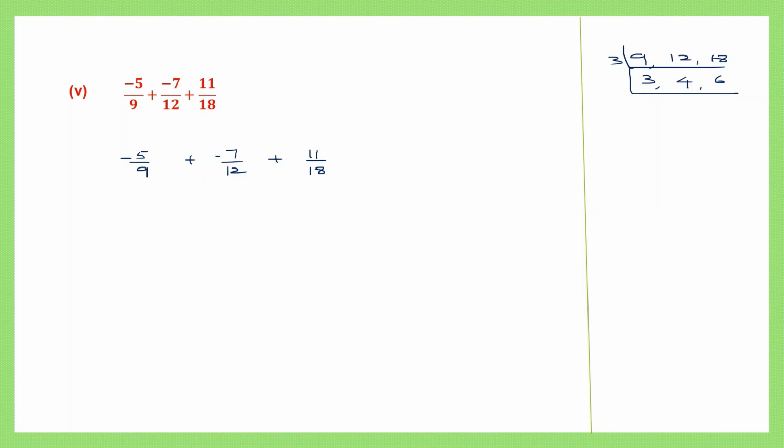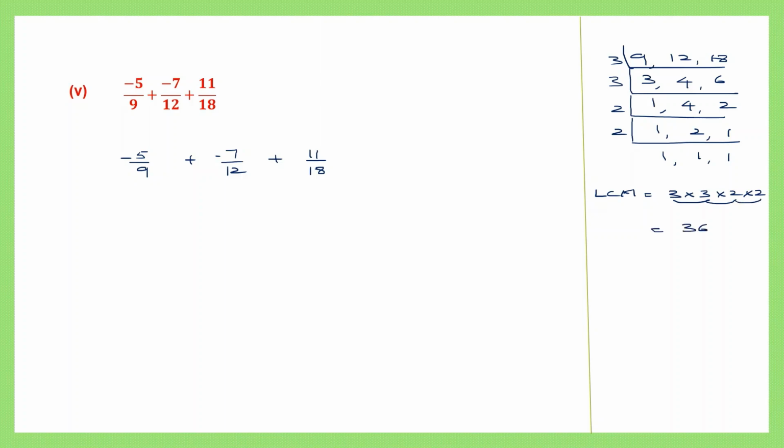Now we can continue with 3 itself. 3 1's are 3, bring down 4, 3 2's are 6. So now we can use 2. So bring down 1, 2 2's are 4, 2 1's are 2. Again use 2 here. 1, 2 1's are 2 and 1. So what is our LCM? 3 into 3 into 2 into 2. 3 3's are 9, 9 2's are 18, 18 2's are 36. So the LCM is 36.